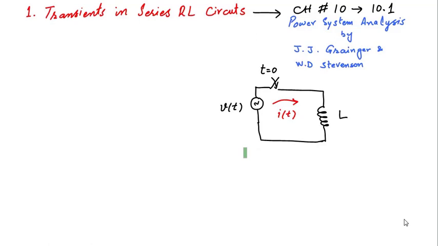Now here we see what will be the waveform of this current when we close the switch at time t is equal to 0. This is the equation for the current and voltage across the inductor. So current is equal to 1 over L integral of the voltage that we have applied across the inductor. And other way around, the voltage across the inductor is equal to L di by dt.